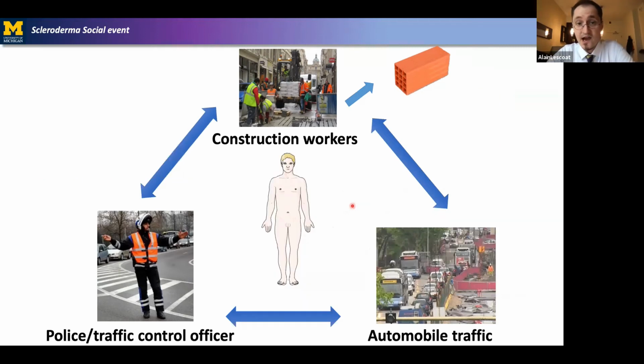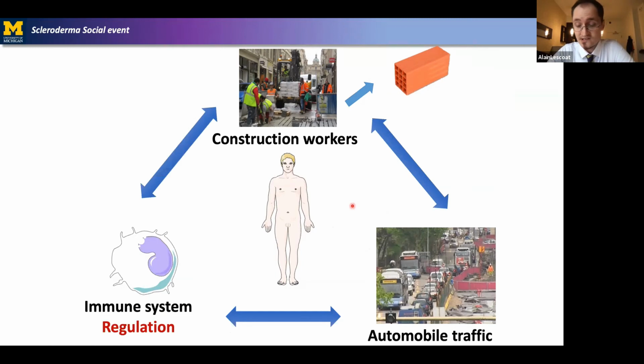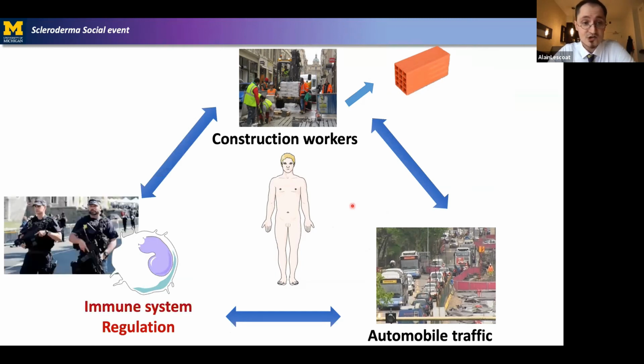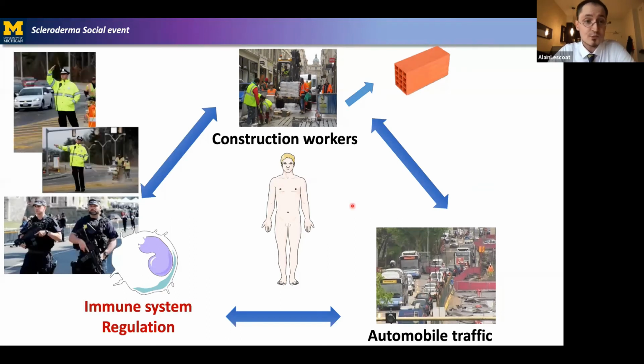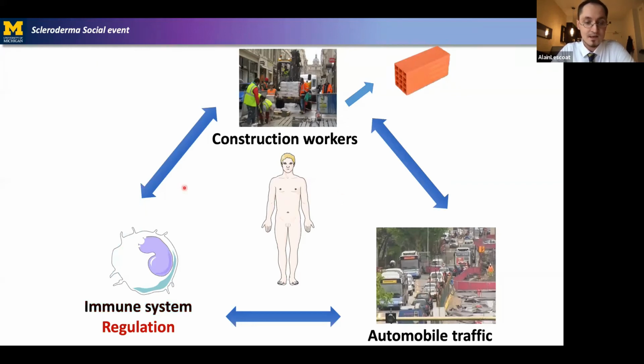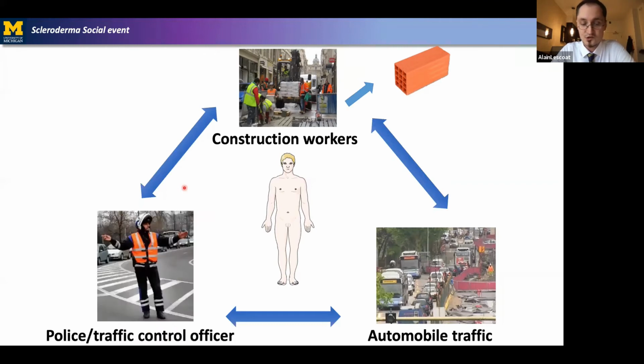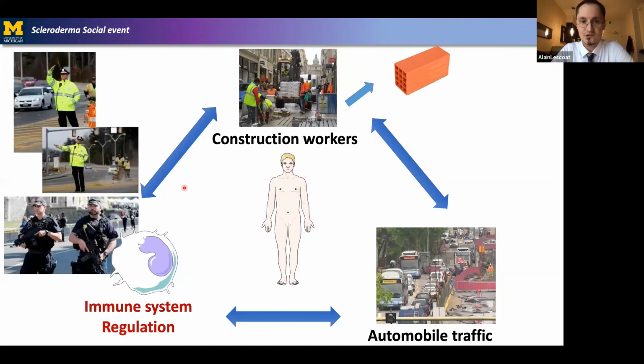So technically, our body works exactly the same way. In a normal body, you won't have policemen, but you will have an immune system, which is useful to defend you against viruses or bacteria, but which will also participate in the communication in our body, exactly like a traffic control officer would do.